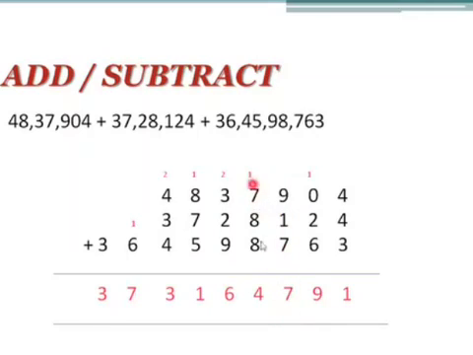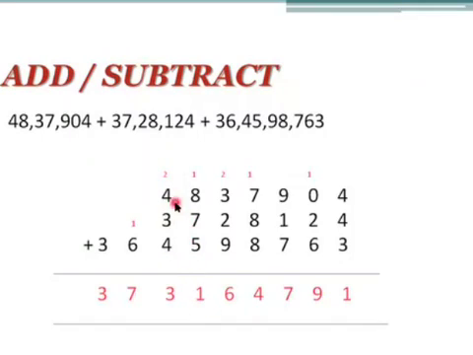Now this column you have to add. 7 plus 1, 8. 8 plus 8, 16. 16 plus 8, 24. So 2 we carry here and 4 we write down. Again this column you have to add. 3 plus 2, 5. 5 plus 2, 7. 7 plus 9, 16. So this 1 you will write here and 6 we will write down. Again this column you have to add. 8 plus 1, 9. 9 plus 7, 16. 16 plus 5, 21. So 2 we will write here and 1 we will write down.